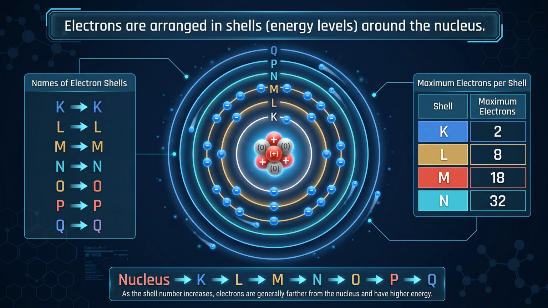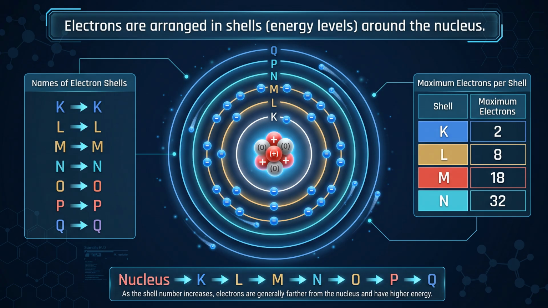Carbon has 6 electrons. The first 2 fill the K shell, while the remaining 4 occupy the L shell. Therefore, its electron configuration is 2-4. Oxygen has 8 electrons, giving it the arrangement 2-6. Sodium has 11 electrons. The first 2 occupy the K shell, the next 8 fill the L shell, and the remaining 1 enters the M shell. Therefore, sodium has the electron configuration 2-8-1.